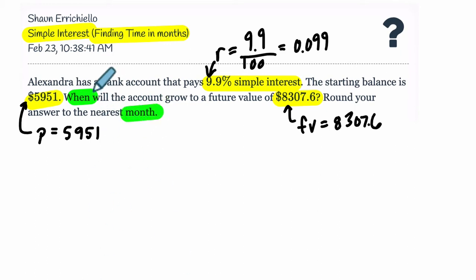Okay, so T is typically in years. So we're trying to find months. So how do we do that? So we have some value in years T, but we want to write that as months. We want to use 12. So do you divide by 12 or multiply by 12? Think about that for a second. Well, here we're going to multiply by 12.